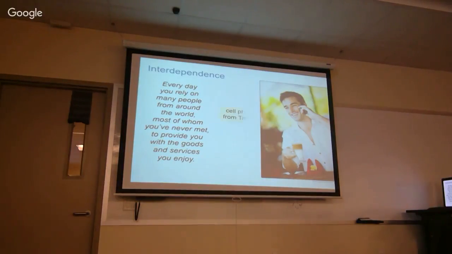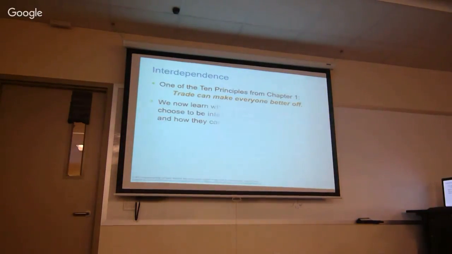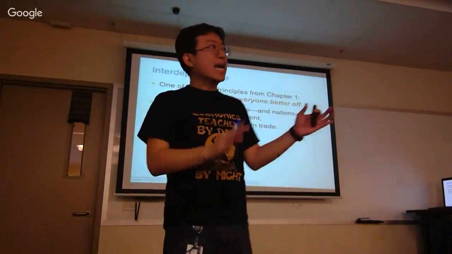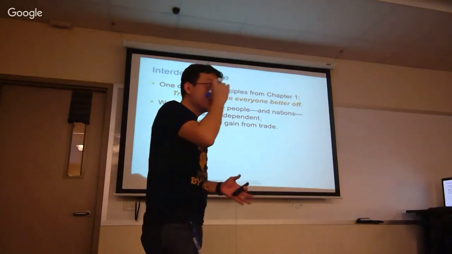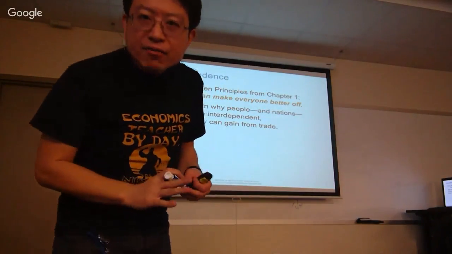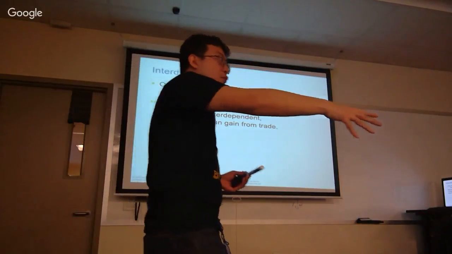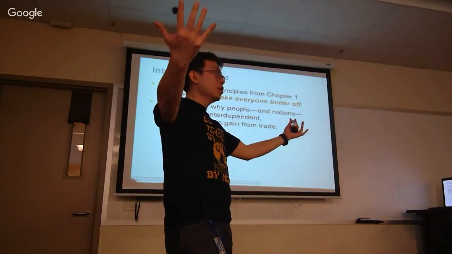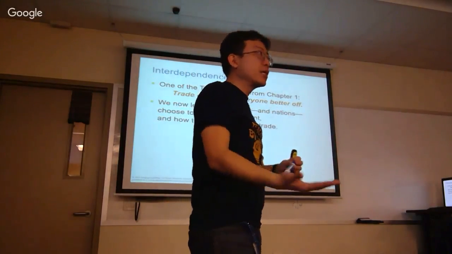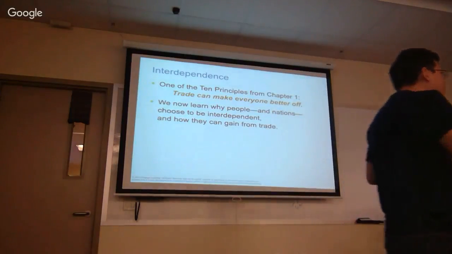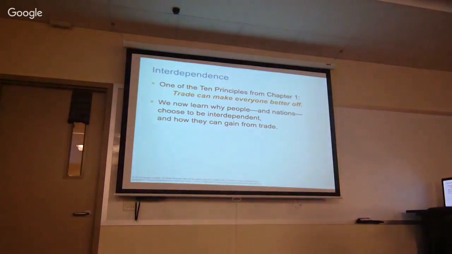Okay. All right. So now the same with interdependence. We talked about this in chapter 1. We said that trade can make everybody better off. When we say trade can make everybody better off, we don't mean everybody individually, but everybody as an entire country. So every country can be better off with trade. Even individually, we all trade. You all trade every day. For example, who here killed a chicken before?